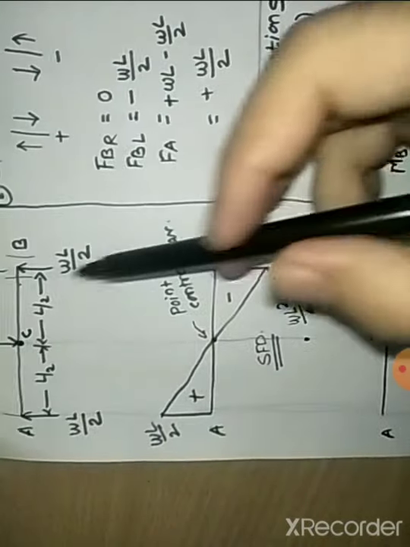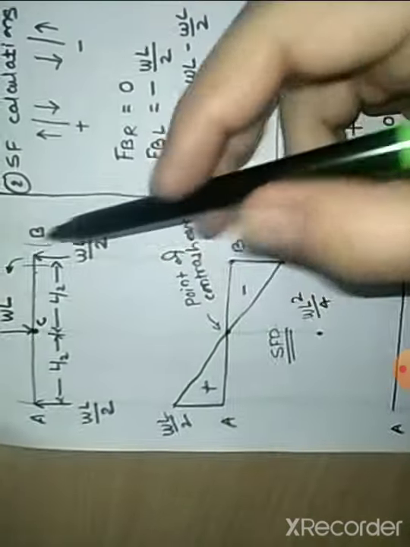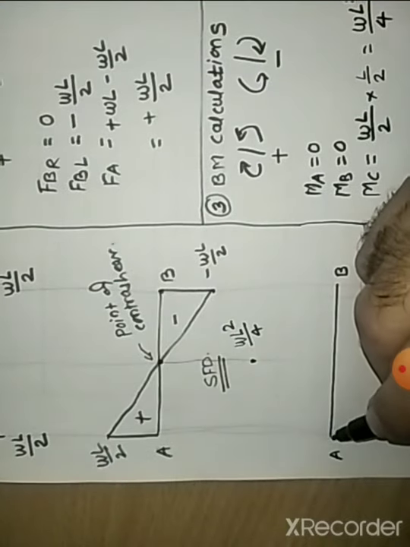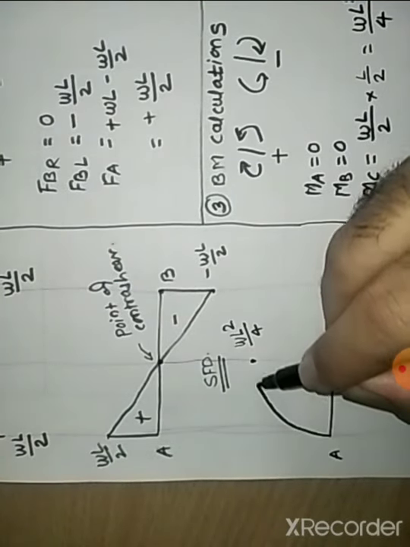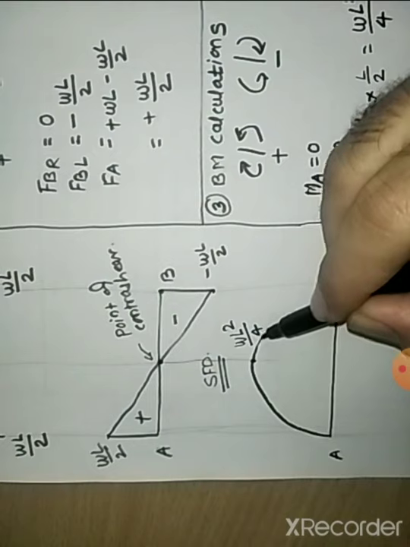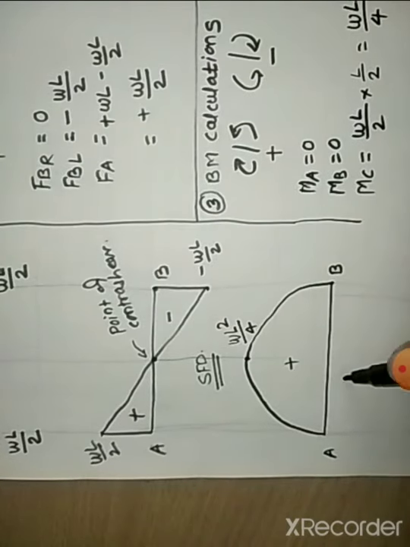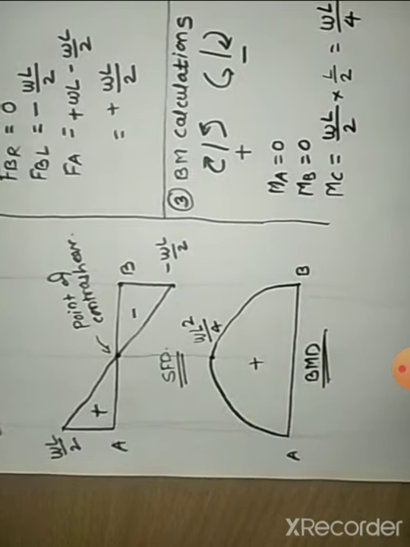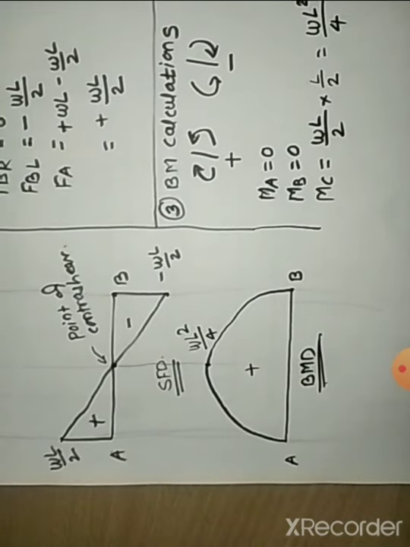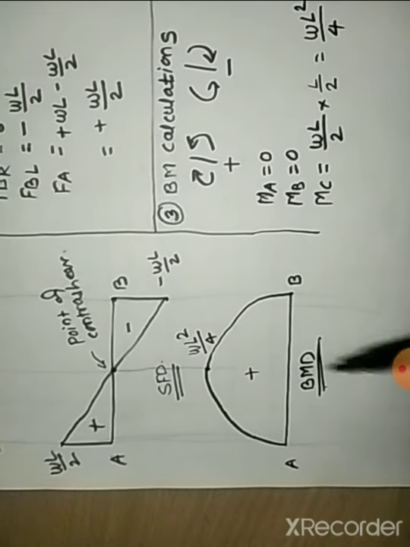If there is a UDL in between point A and B, we should join it with a curve. Okay, joined with a curve. Why is it joined with a curve? Because there is a UDL in between these 2 points. So this is the bending moment diagram.